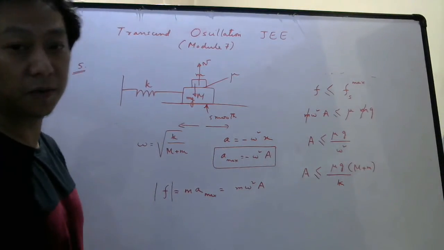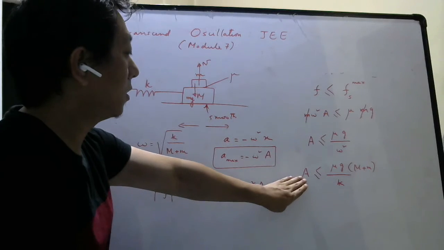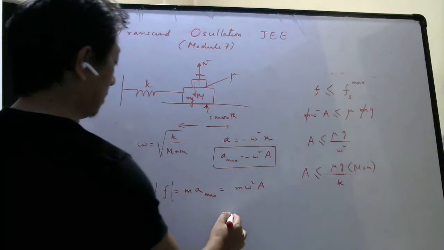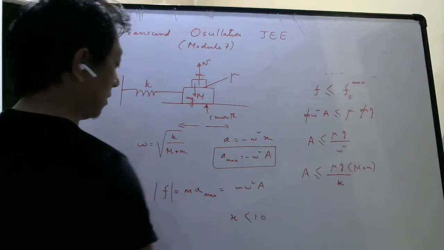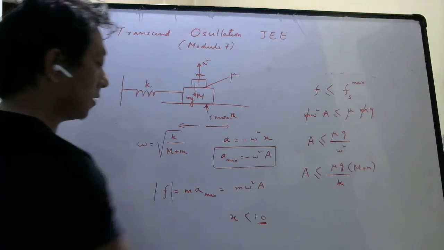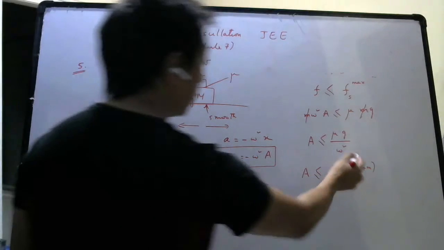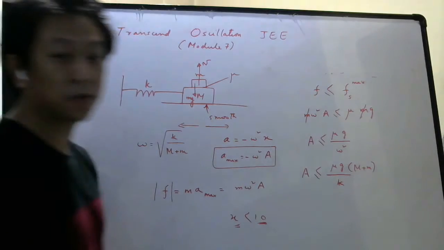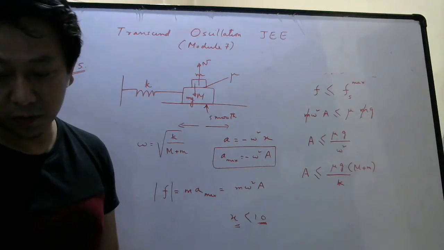This is what value? Maximum value, right? Because if a number, let's say x, should be less than 10, then 10 is the maximum value of x. So this is the maximum value of the amplitude which the question was asking. So which option will it be?